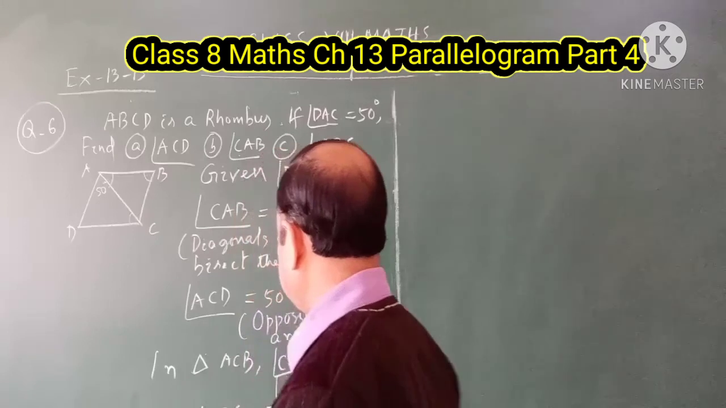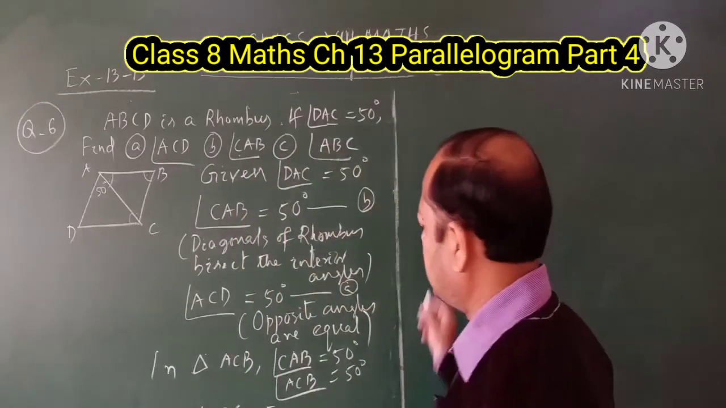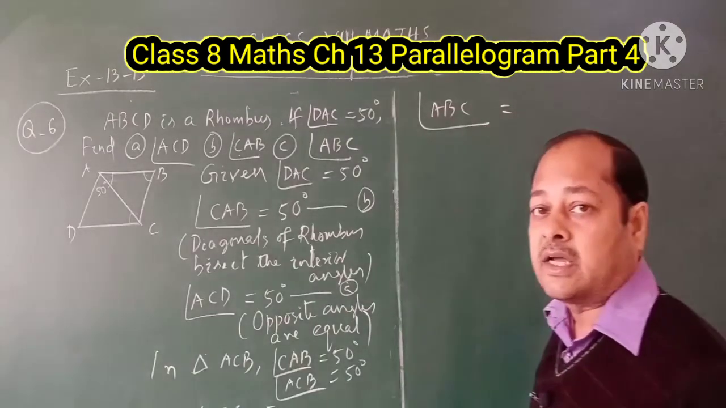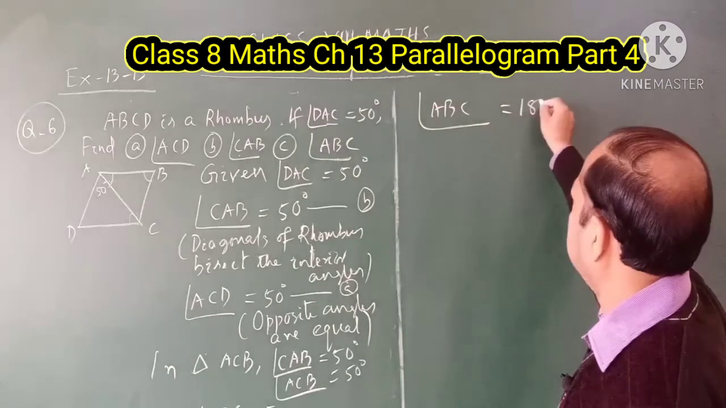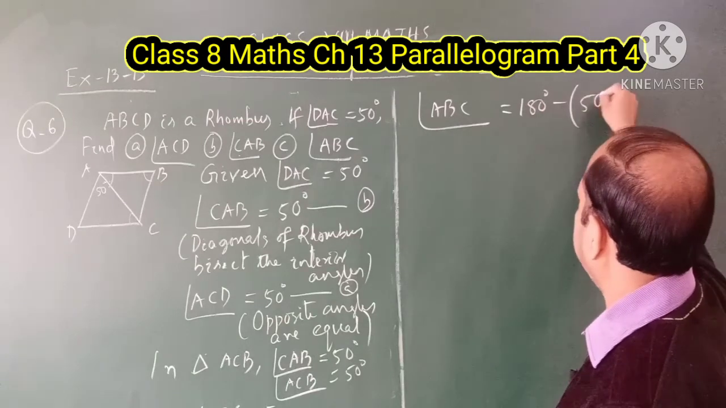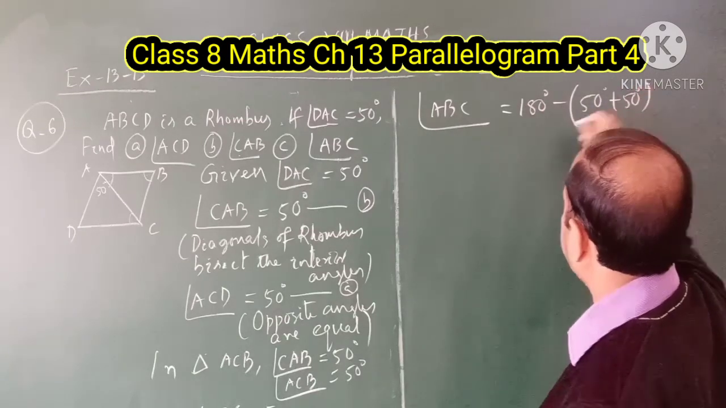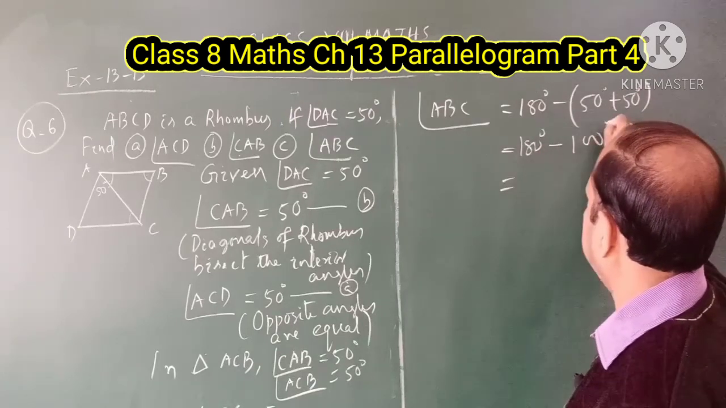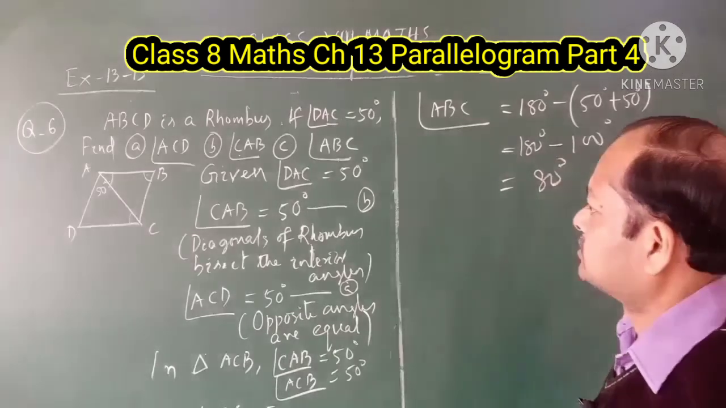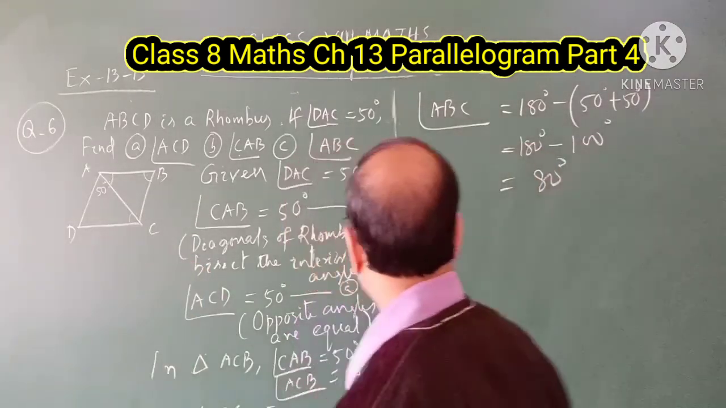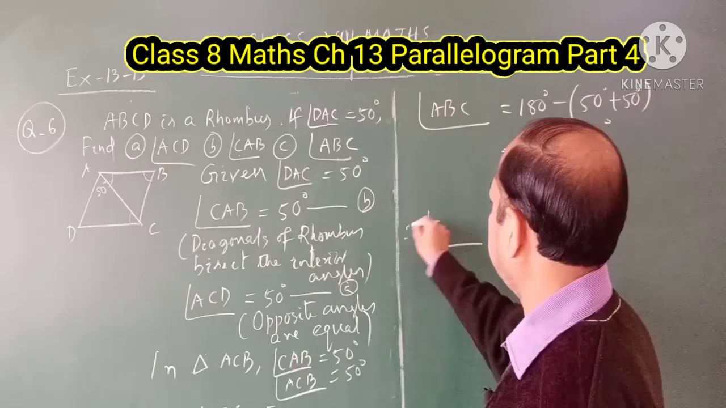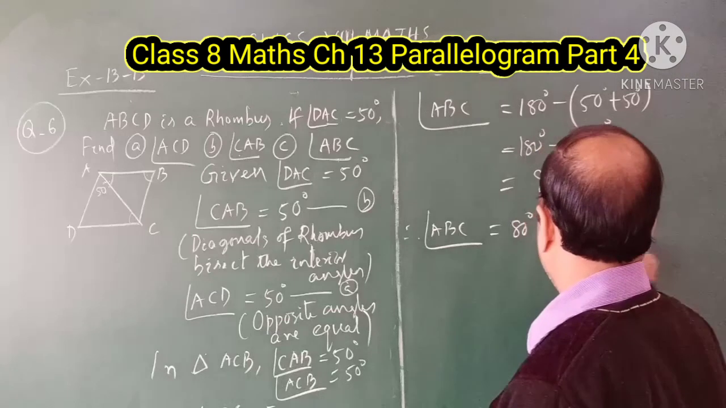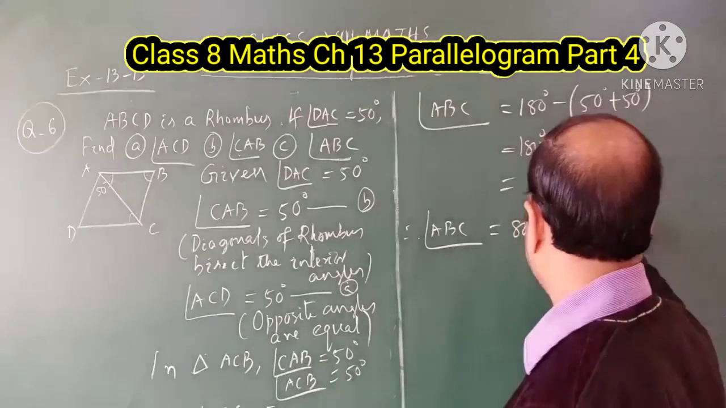So angle ABC equal to, which property we apply here? I am writing here again, angle ABC equal to, follow the angle sum property, that is 180 degree minus (50 plus 50), that is equal to 180 degree minus 100 degree, that is 80 degree. So we have got ABC equal to how much, that is 80 degree. Therefore angle ABC equal to 80 degree, and it is the solution of question C.